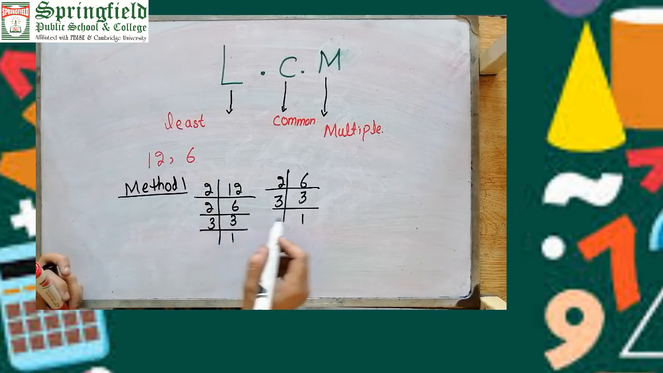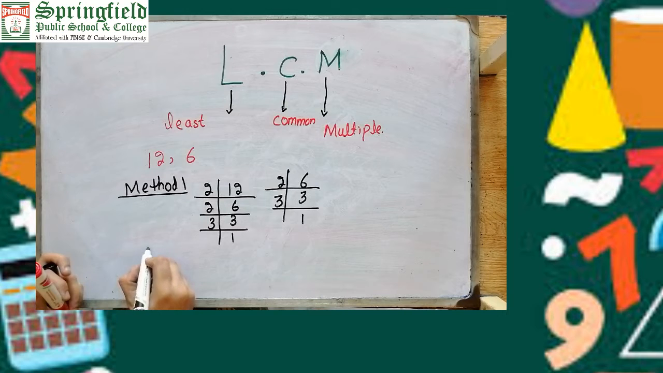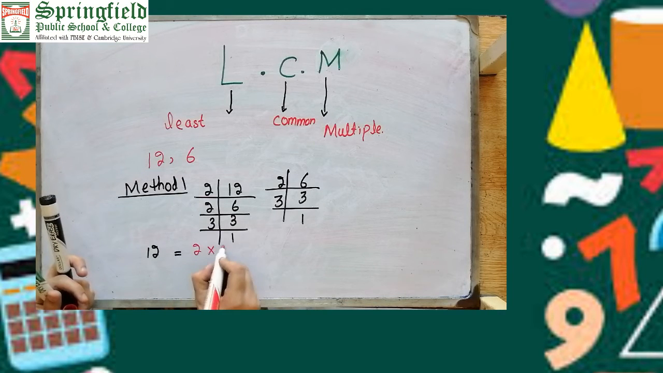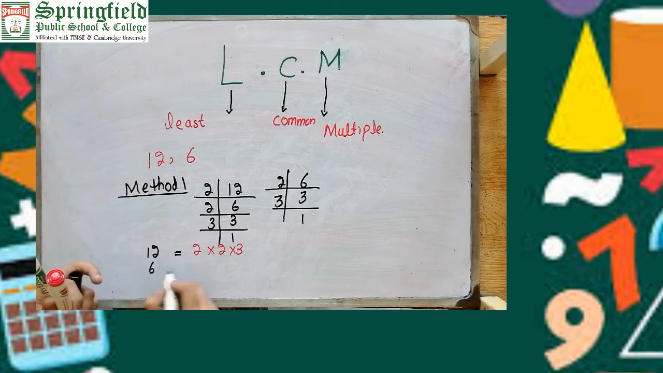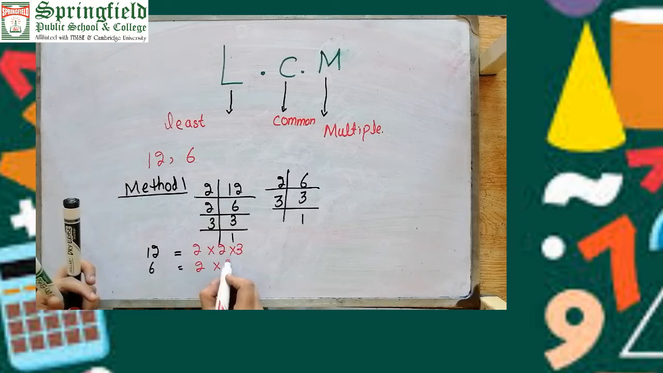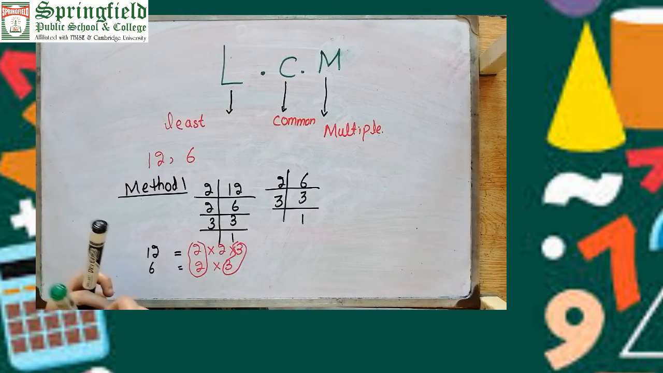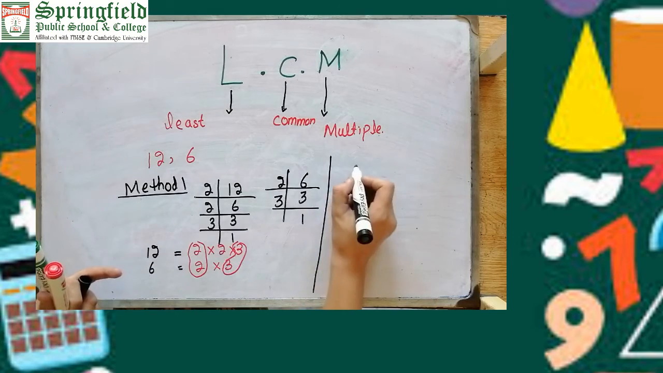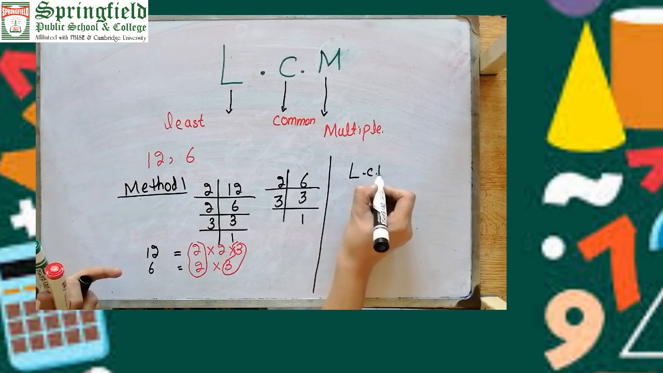Now write out the factors of 12 and 6. 12: 2 multiply 2 multiply 3. Then write out the factors of 6: 2 multiply 3. So make the pairs of common factors. 2 is common, 3 is common. So what will be the LCM? Now here we are talking about the LCM.